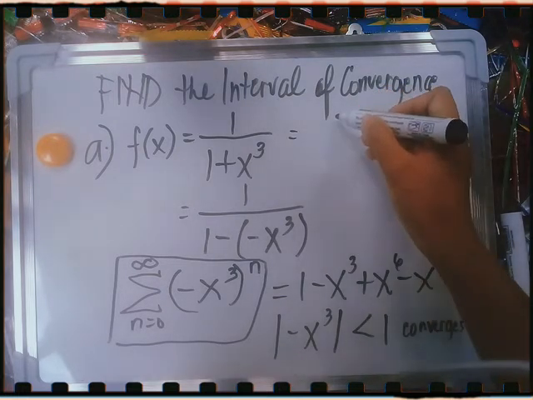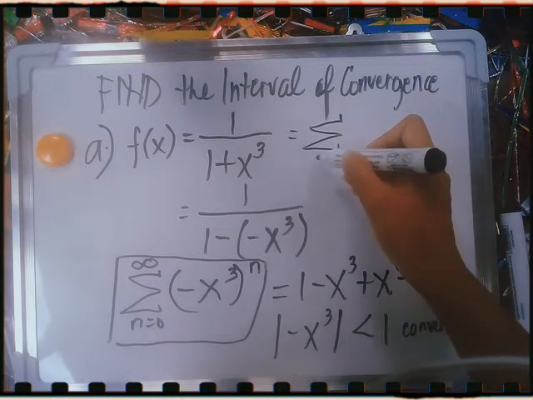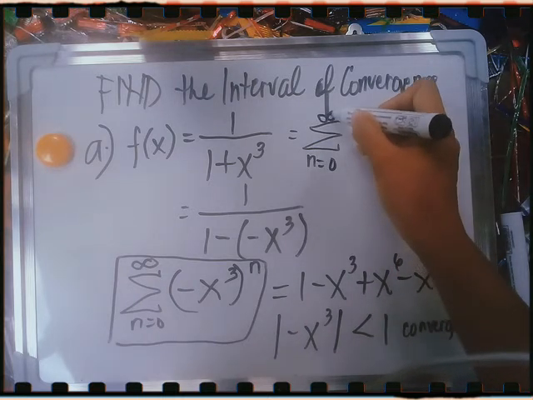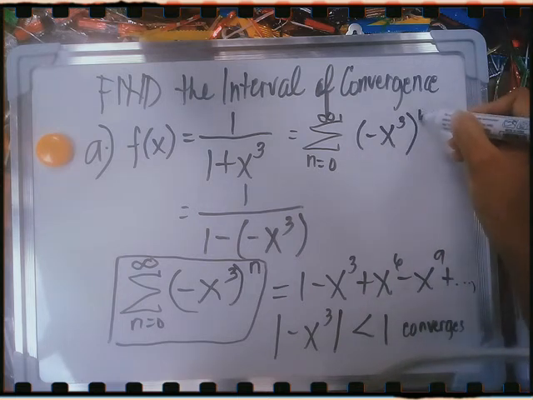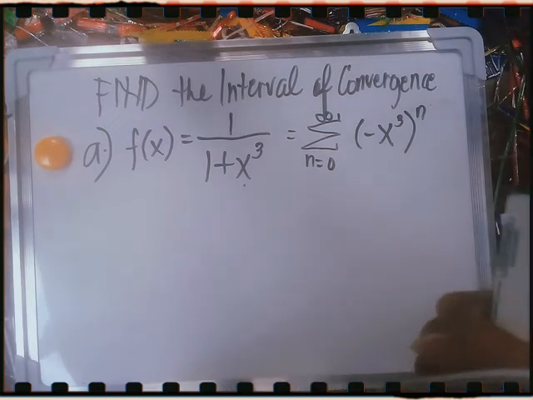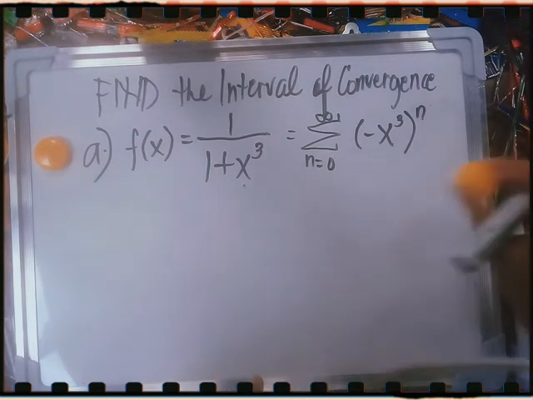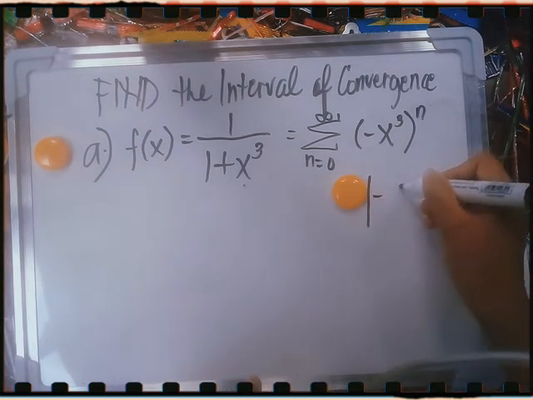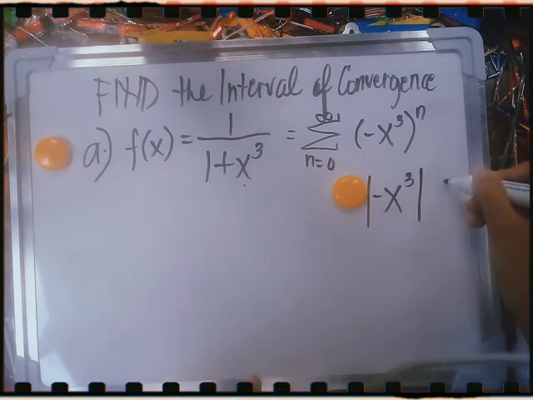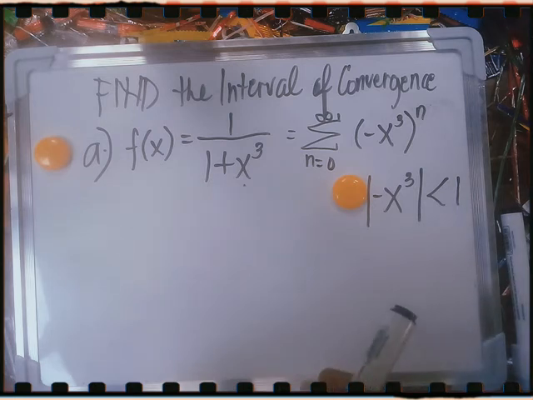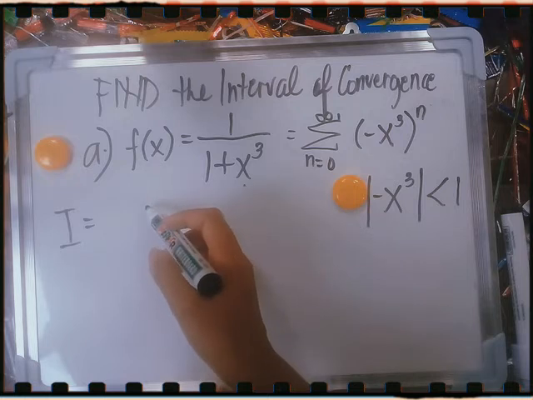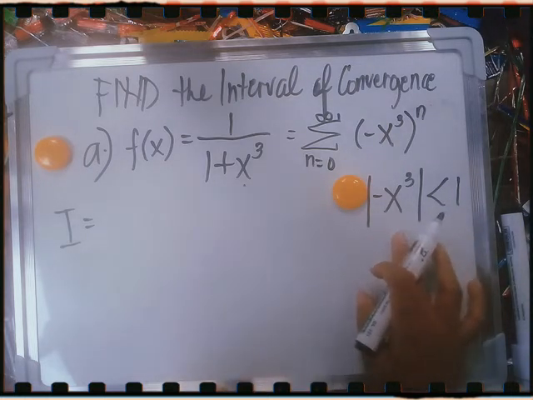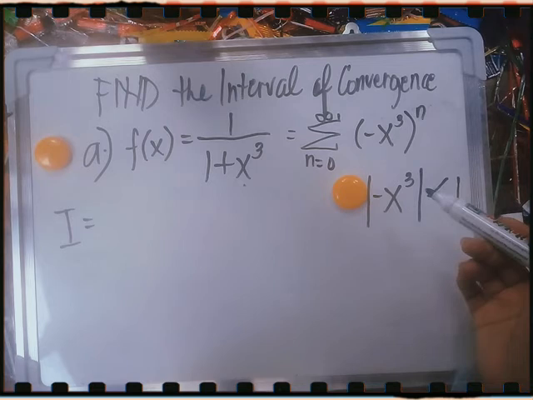So, nakuha natin power series dito is the series as n is equal to 0 to infinity of negative x cubed raised to n. And then, we have here the absolute value of negative x cubed will converge if it is less than 1. So, sa pagkuha natin ng interval of convergence, again, pag may exponent yung nasa loob, hindi natin kailangan isama pa yon.